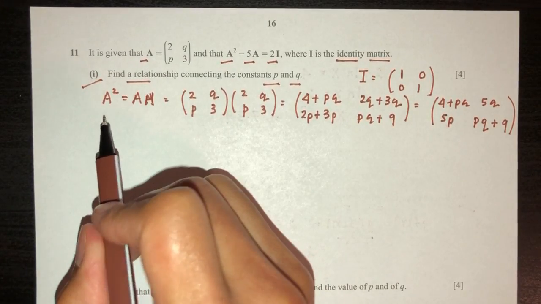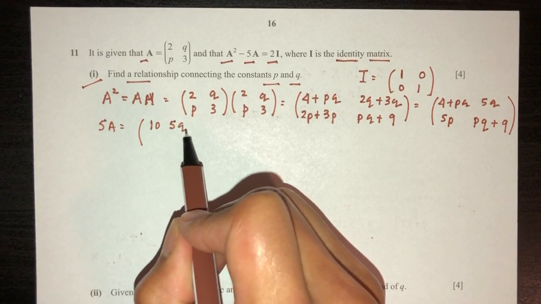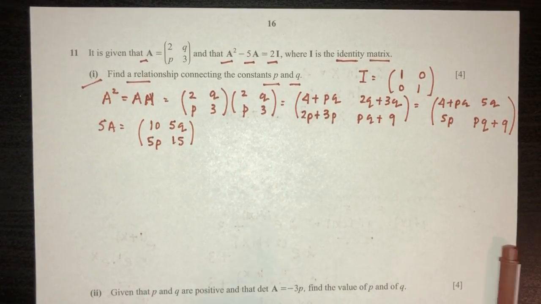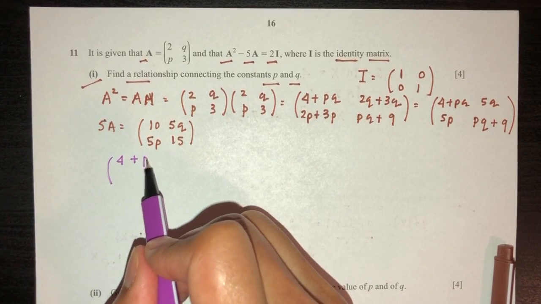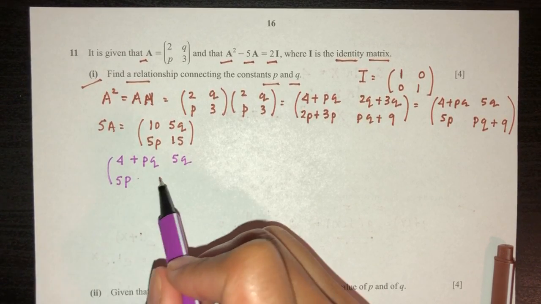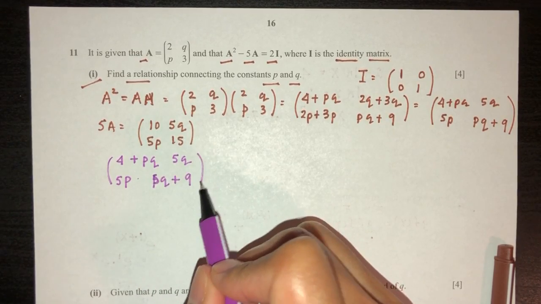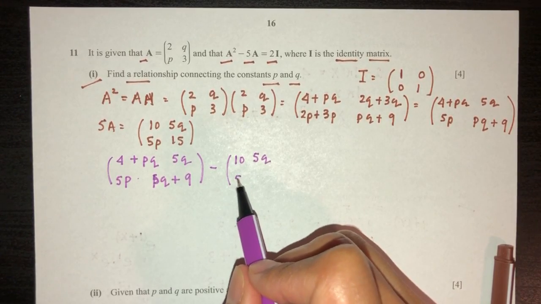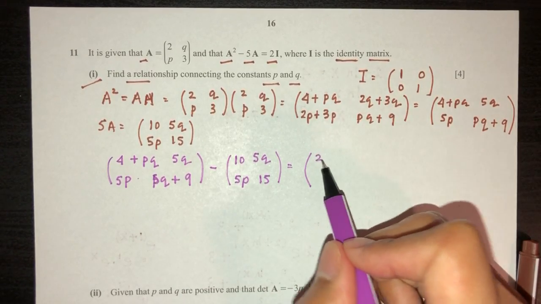Now 5A, what is my 5A? 5A is just 5 times A, that will be 10, 5p, 5q, and 15. So now replace back in this equation. A squared is given by this, which is 4 plus pq, 5p, 5q, pq plus 9, minus 5A, which is 10, 5p, 5q, 15, is equal to 2 times this, which will be 2, 0, 0, 2.